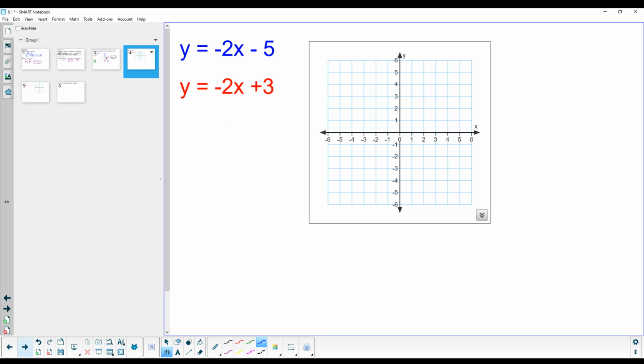Okay. So we've got y equals negative 2x minus 5 and y equals negative 2x plus 3. We're going to start graphing this with negative 5. My blue line is going to start at negative 5. Now, if I cannot fit my slope on there going down 2 and to the right 1, I can also go up 2 and to the left 1, as many times as I need to. And then I can draw my line.